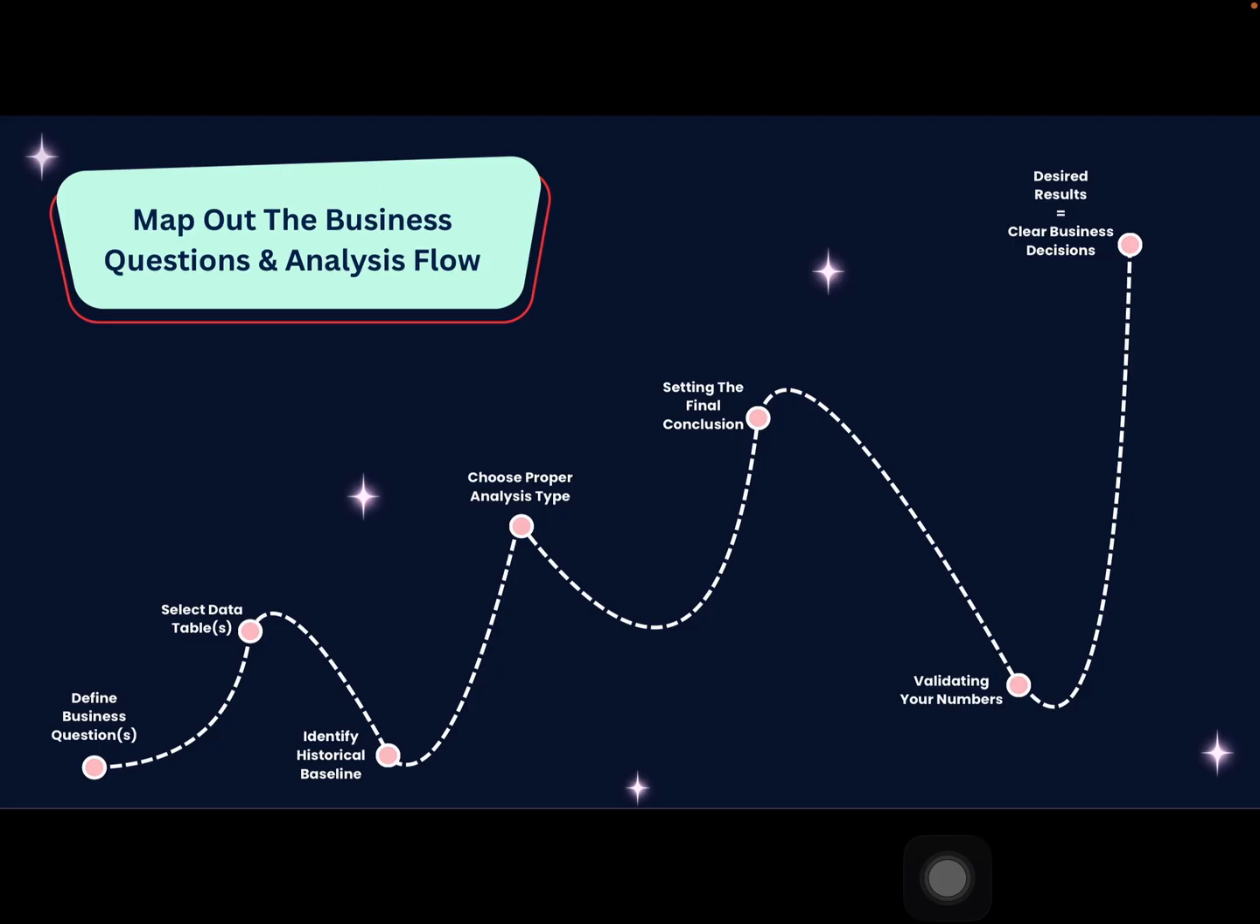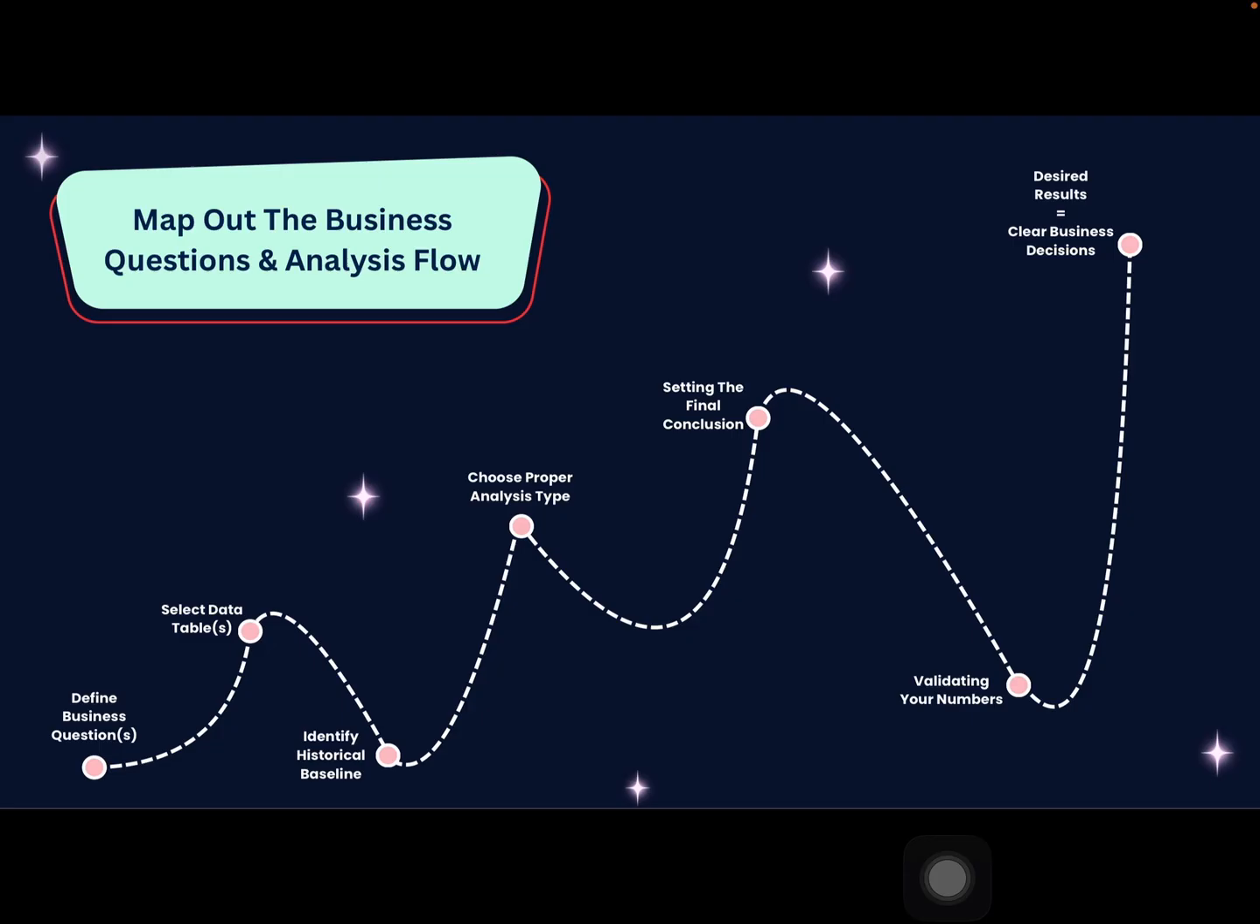Now, map out the business and the analysis. So we start from the left side: define the business question or questions. Then we go to select the data table or tables, depending on the analysis and the type of analysis. Then we identify the historical baseline.